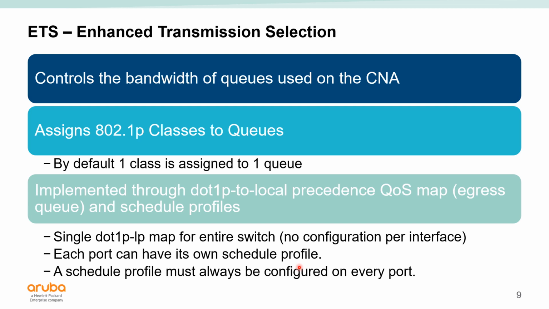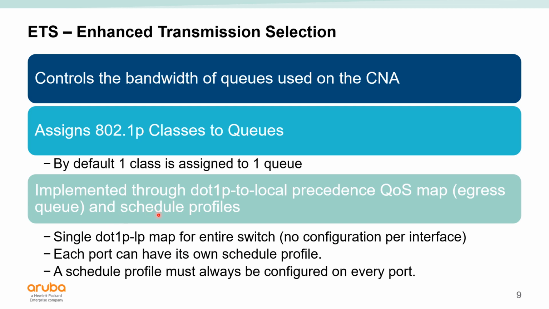We do need to leverage that 802.1p priority to assign these classes. By default though, every class is already assigned to one queue. When we're implementing ETS, we're implementing this through the .1p to local precedence quality of service map configuration, and we're also leveraging the schedule profiles. So when we do the quality of service .1p to local precedence map, this is a map that tells the switch which type of traffic goes into which queue, and that's a map that's configurable globally.